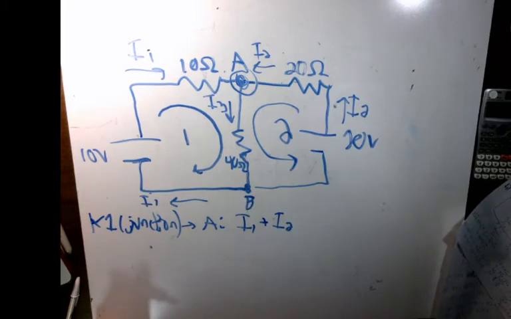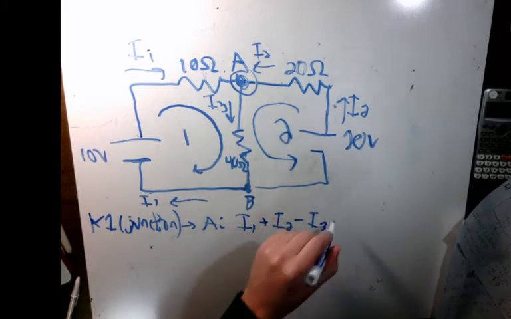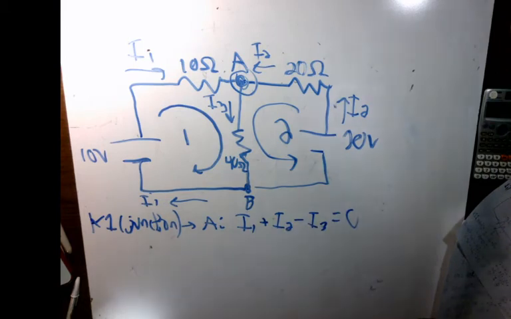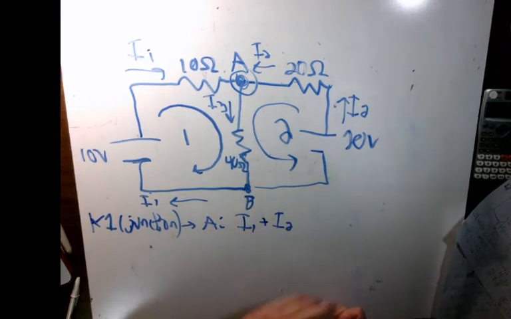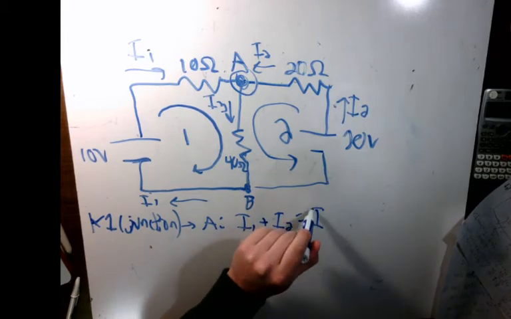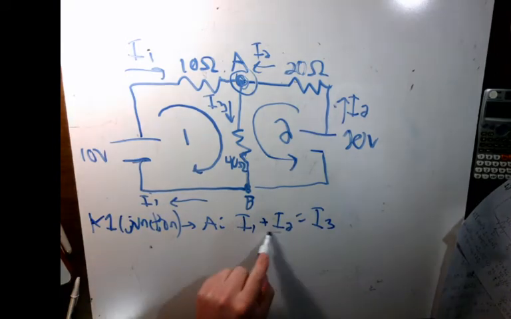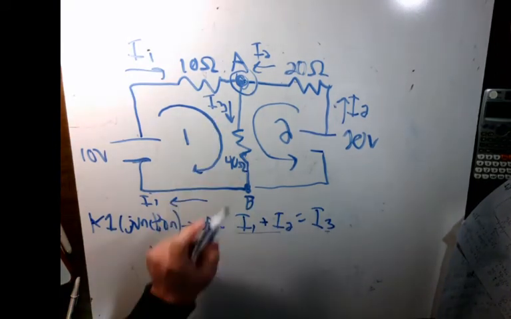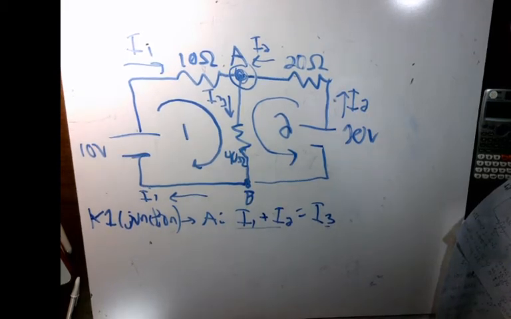So there's two different ways we could write that. We could write, since it's leaving, it being negative, and all of that is 0, right? Or we could write it like this: what comes in, I1 and I2, is equal to what comes out, I3. So either way you write out that first equation, they are identical. So don't worry about that.